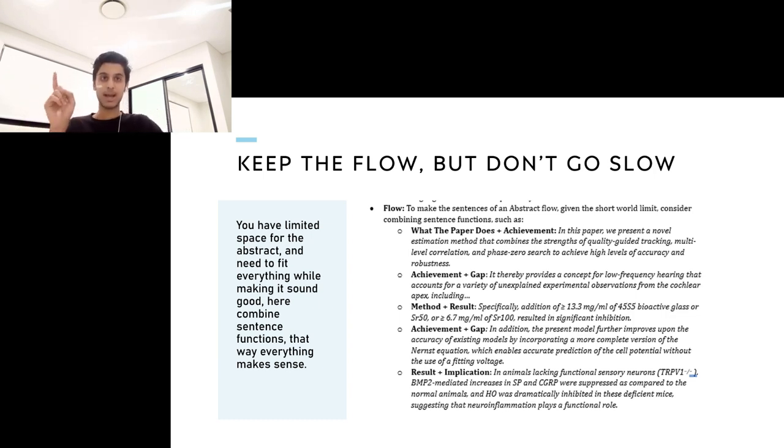You have limited space for the abstract, and you need to fit everything while also making it sound good, not chunky. So here, instead of giving one sentence, one function, you give one sentence, two functions, or one sentence, three functions. As you can see in these examples, one sentence is given the function of what the paper does and the achievement. So in this paper, we present a novel estimation method that combines the strengths of blah, blah, blah. Okay? The second example, they take the achievement of the paper and they take the gap that was addressed.